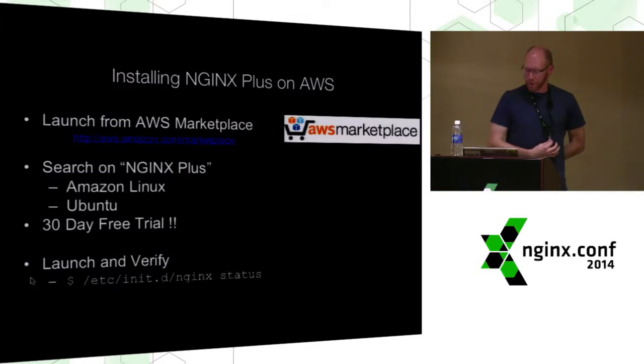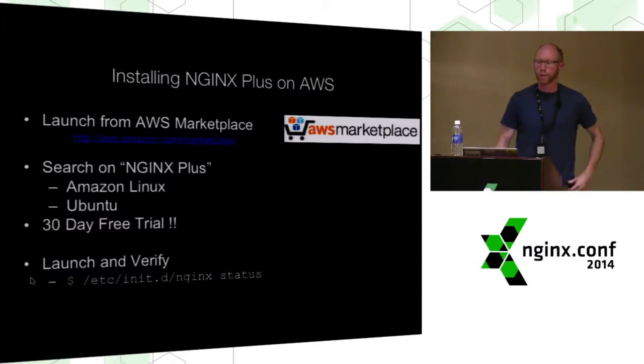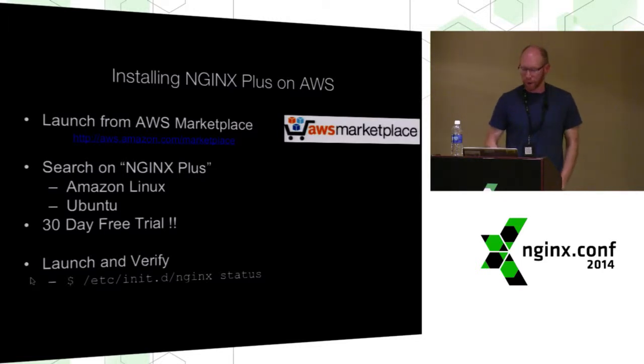Launch those instances and do a quick verify with the normal Nginx status, and it's immediately ready to go. Take the public IP address of your EC2 instance, drop it into a browser, and it'll serve up the index page. So getting that launched is a pretty straightforward process.